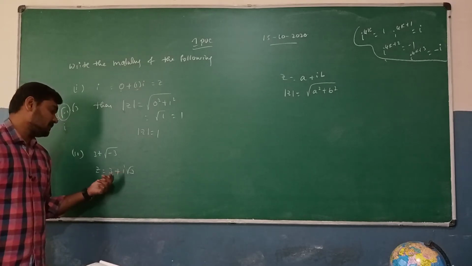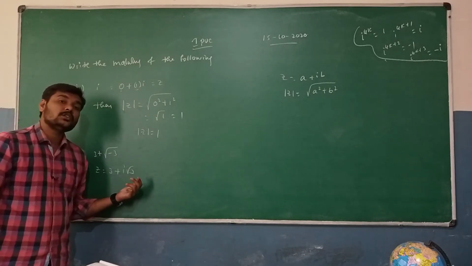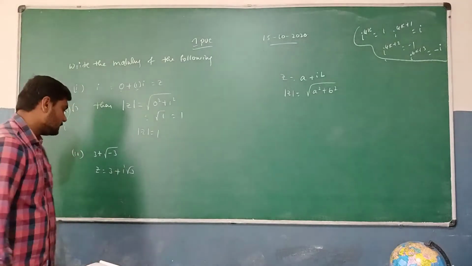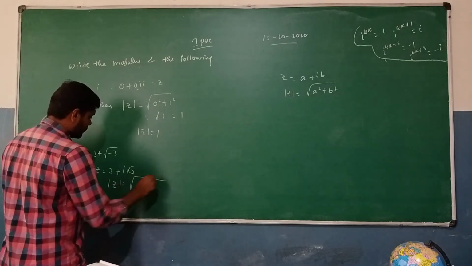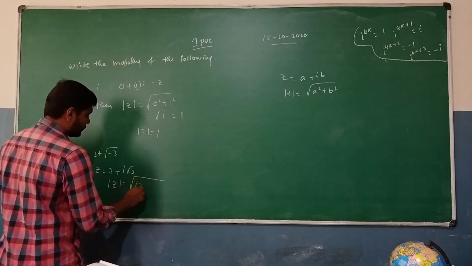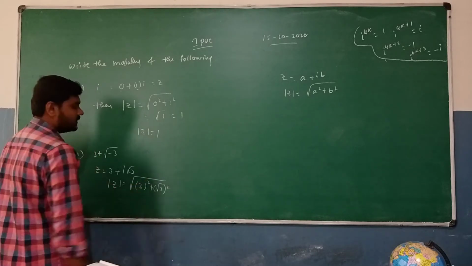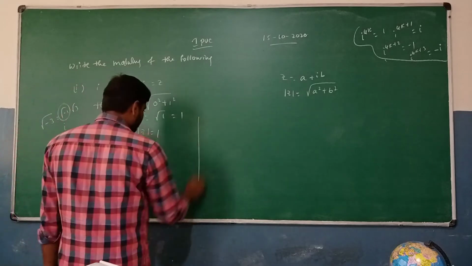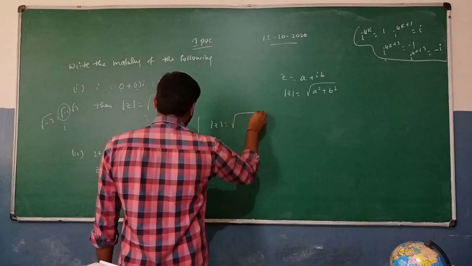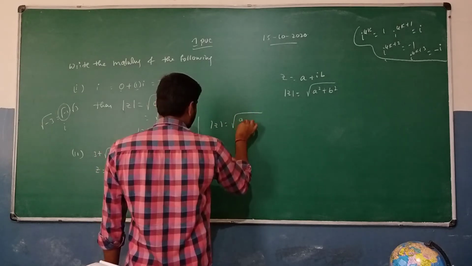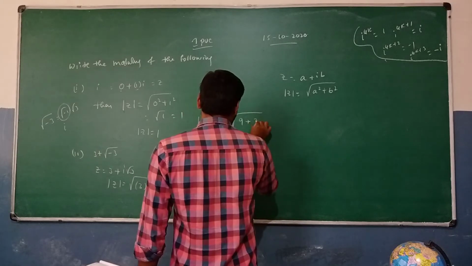What is the value of a? That's going to be equal to 3. And what is the value of b? That's going to be equal to root 3. So then modulus of z is equal to root of a square, that is 3 square, plus root 3 square. That's going to be equal to what? Modulus of z is equal to root of 9 plus root 3 square, that's 3.